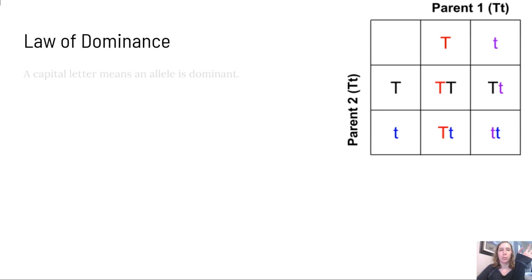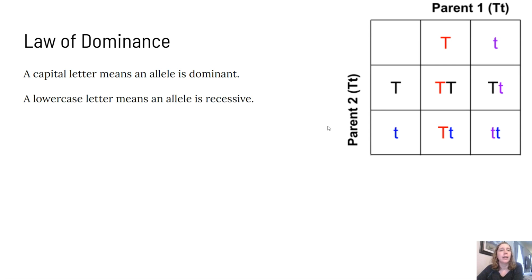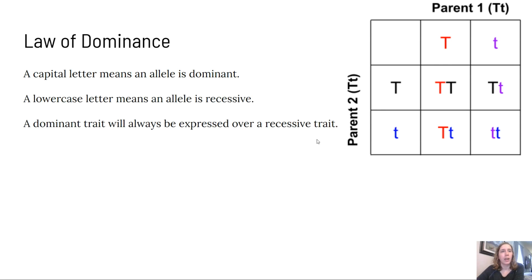So, law of dominance, okay? A capital letter means an allele is dominant. These two, parent 1 and parent 2, are what we call heterozygous parents, or heterozygous alleles, because they have the dominant and the recessive allele for this trait. A lowercase letter means an allele is recessive, and a dominant trait will always be expressed over a recessive trait. This is known as the law of dominance.